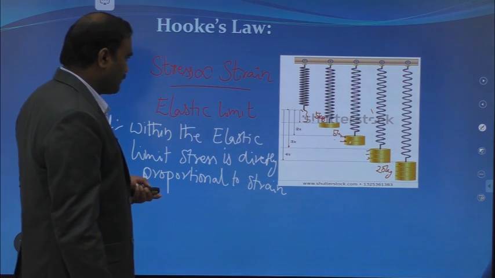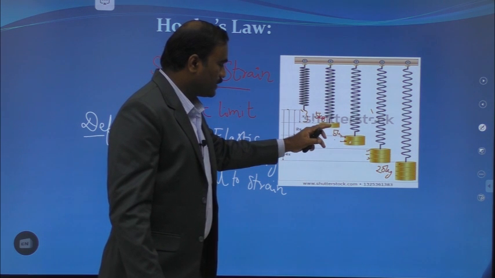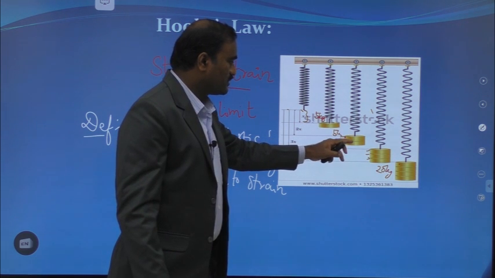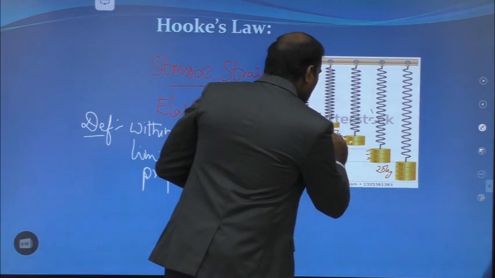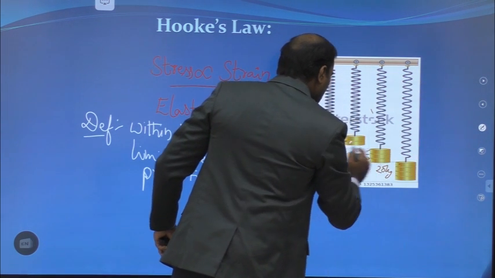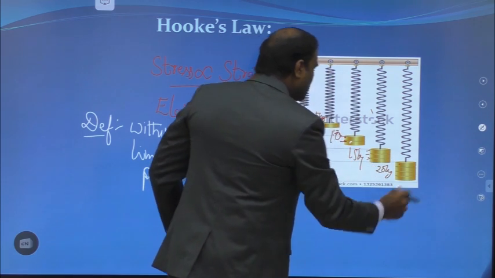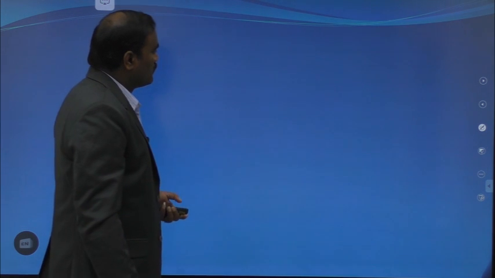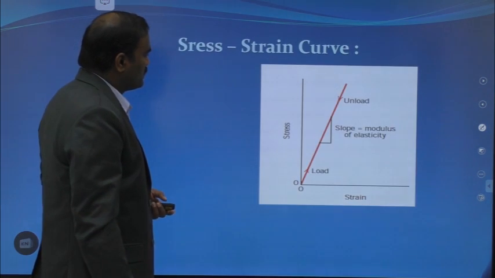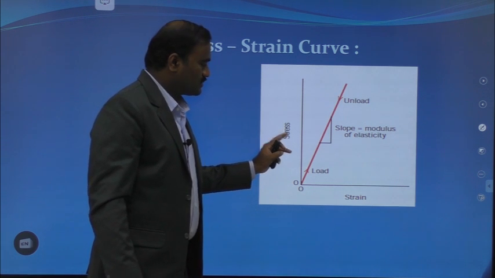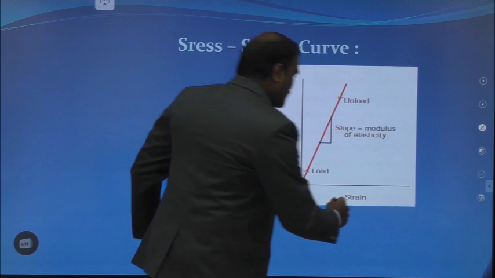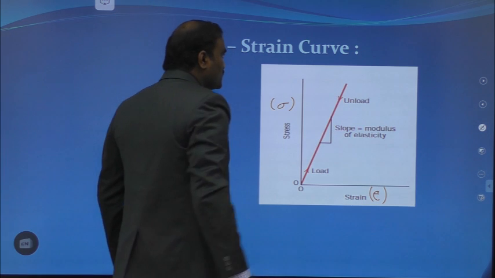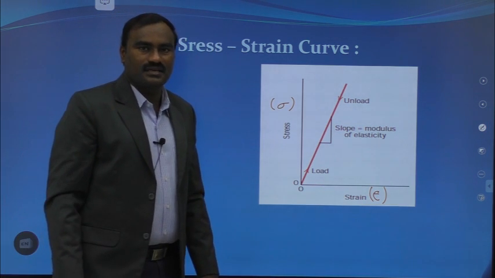So if I apply a load to the spring and get a strain, say I apply 5 kg, 10 kg, 15 kg and 20 kg. If I plot a graph by taking stress along the y-axis and strain along the x-axis, then the graph will be like this. This is called the stress strain curve.